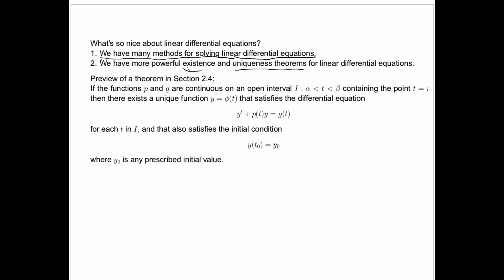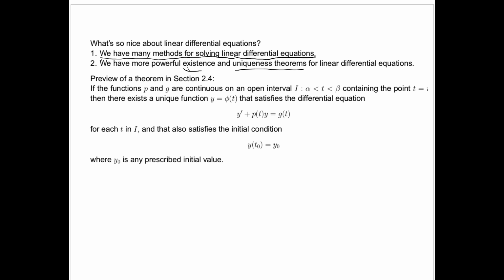An existence and uniqueness theorem tells us how we can tell before we even solve a differential equation that there exists a solution. That's not always so obvious. In fact, in some differential equations, there might exist no solutions at all. And if there exists a solution, are there multiple solutions? Well, we've already seen in general you'll have multiple solutions for a differential equation, but if you add an initial condition, under many nice conditions, you'll actually get a unique solution.